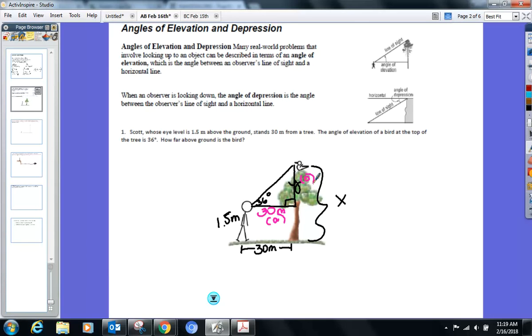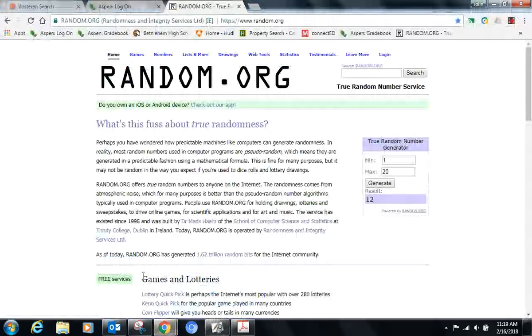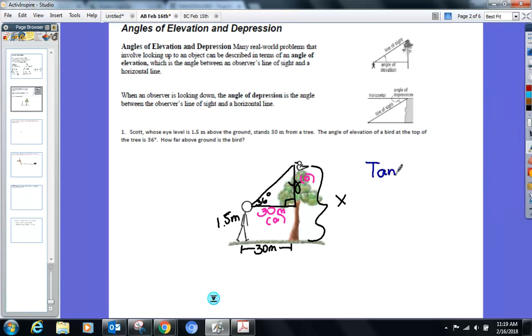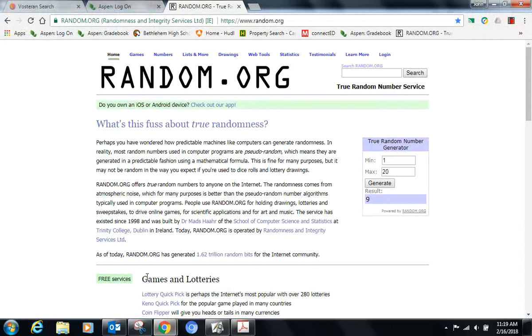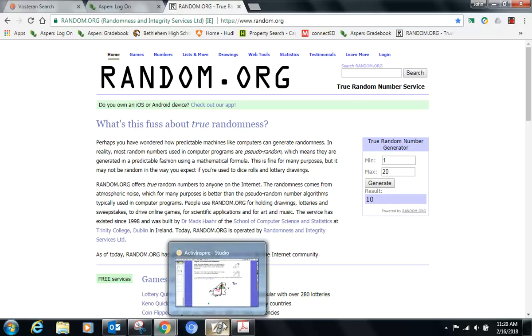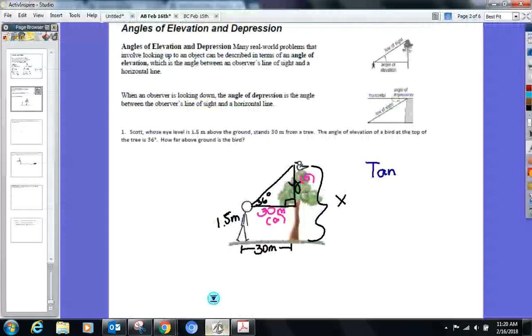All right, this is day 3, right? This should be no big deal. If you need to write SOHCAHTOA at the top, do so. Which ratio can I use? Which ratio can I use here? Tangent, thank you. The tangent of, we don't use tangent that often, but now we will. Opposite, so what's opposite? Over. 30, and it's the tangent of 36.